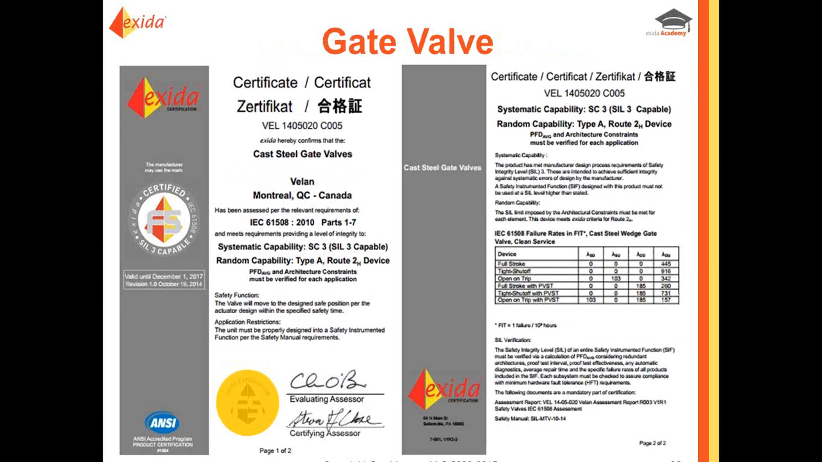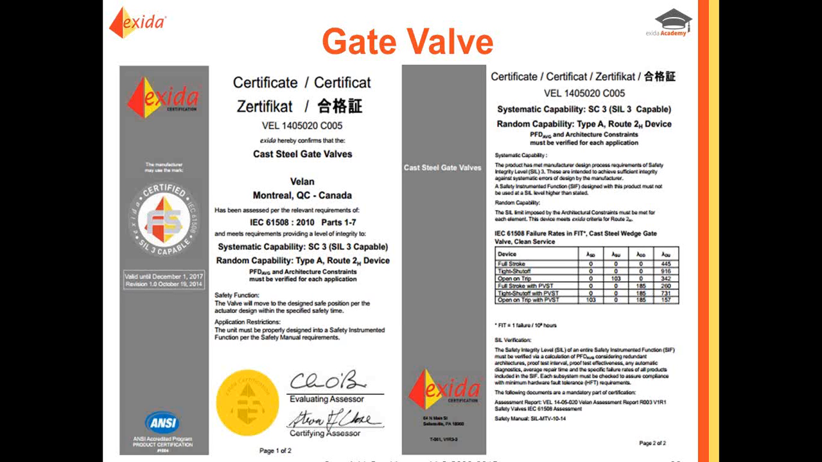Next, we have our gate valve. And for this gate valve, once again, the ANSI logo. In the mark, you see it's evaluated per IEC 61508, and it's SIL 3 capable. This is valid until December 1st, 2017. In the middle of the certificate, you can see that you have SIL 3 capable device. This is a type A route 2H device with signatures.